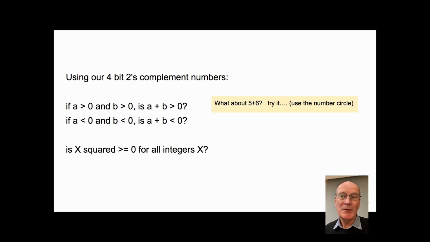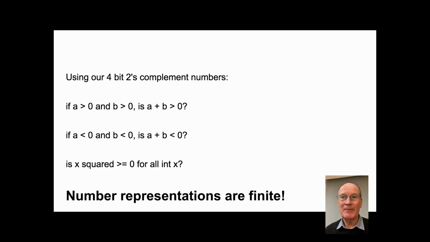Here are another few examples. Try 5 plus 6. Using the number circle, very easy to do. See what happens. With this one, try -2 plus -3. Try that and see what you end up with if you're just using the number circle. Very easy with the number circle. Count out the 5, then count out 6 more around and see what number you end up with. And once again, the overall lesson here is that number representations in computers are finite.